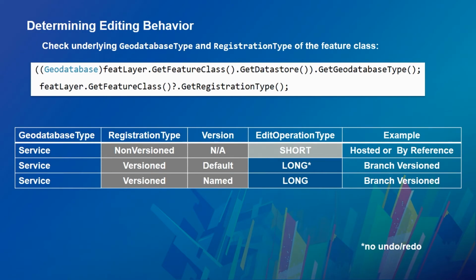So to help with this, there's a number of pieces of information that you can get about your data using the Pro SDK. So you can ask for the geodatabase type, which will tell you whether or not you're working with a service or a geodatabase. You can get the registration type, which will be non-versioned or versioned. And as I just mentioned, non-versioned is anything that doesn't have a version management service, regardless of the backend data storage. You can also derive the edit operation type, whether it's long or short.